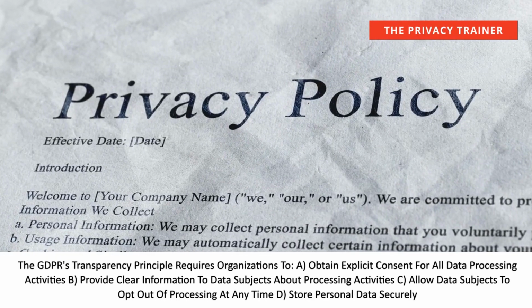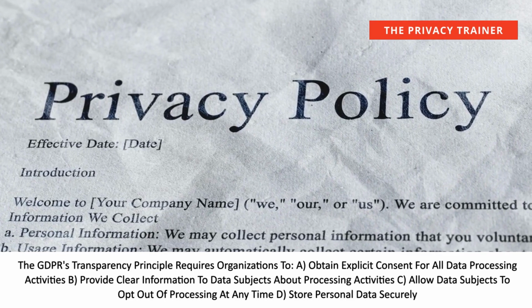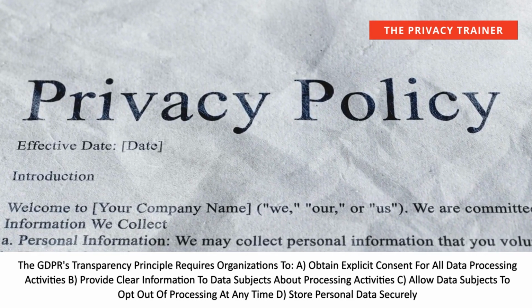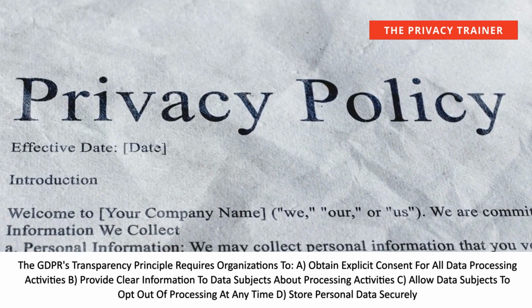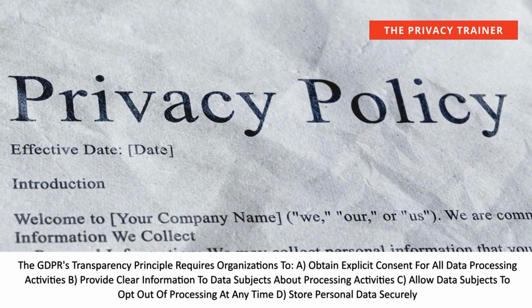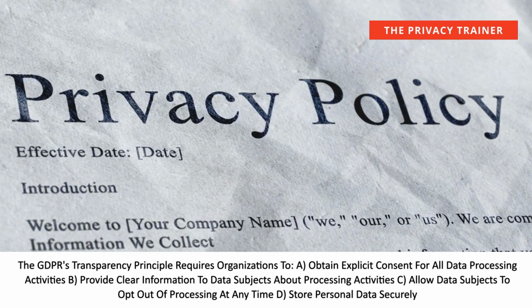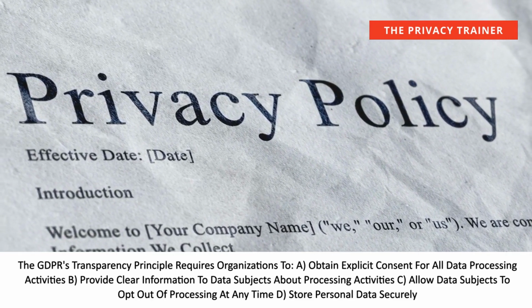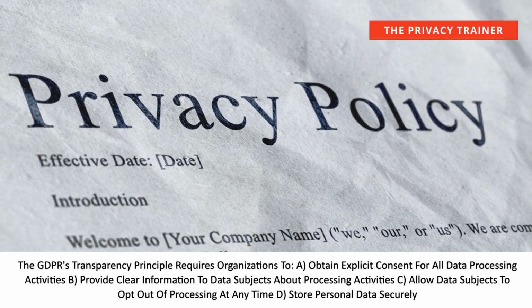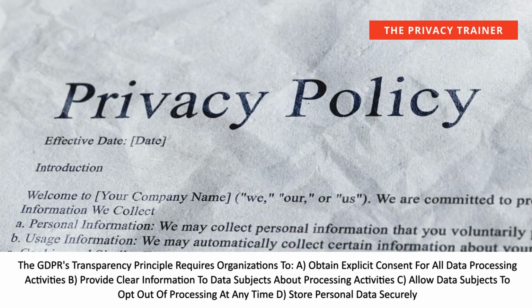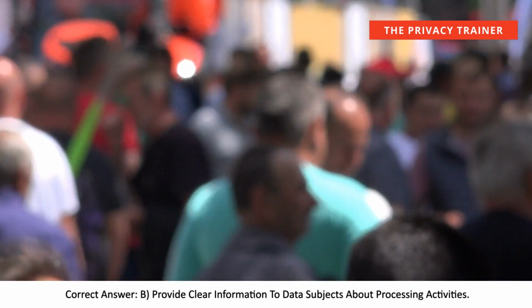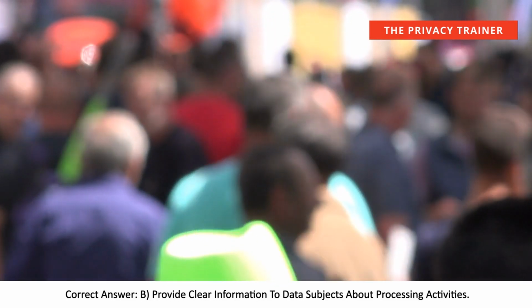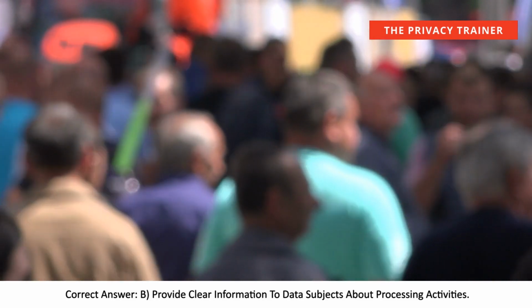The GDPR's transparency principle requires organizations to: A. Obtain explicit consent for all data processing activities. B. Provide clear information to data subjects about processing activities. C. Allow data subjects to opt out of processing at any time. D. Store personal data securely. Correct answer, B. Provide clear information to data subjects about processing activities.